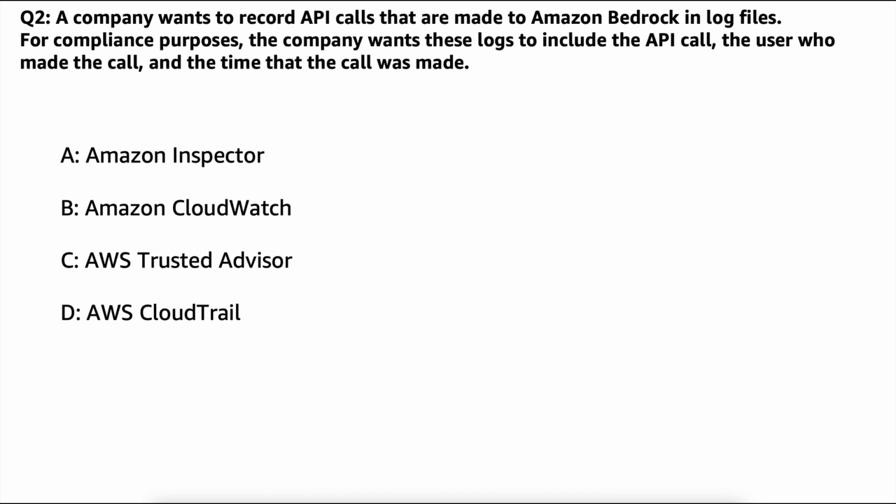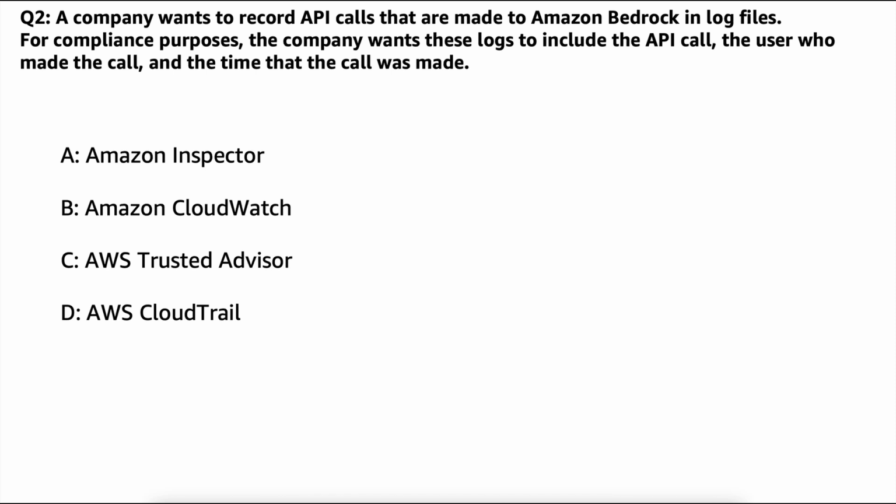Option A, Amazon Inspector. Option B, Amazon CloudWatch. Option C, AWS Trusted Advisor. Option D, AWS CloudTrail. Take your time to analyze each option carefully.